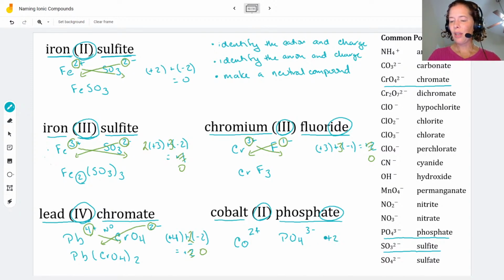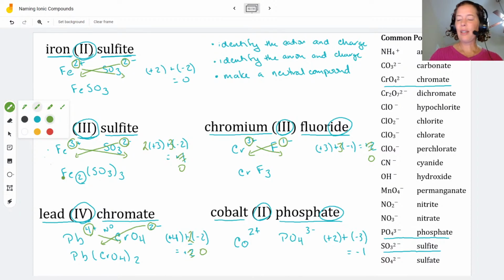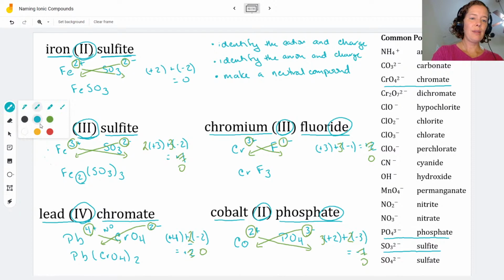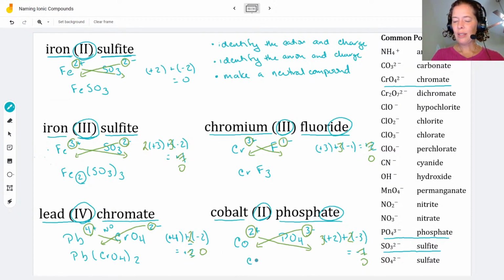Checking our math: +2 plus -3. This is not a neutral compound. This is definitely a case where crisscross is going to be a huge help, because I need multipliers here. Now I have an overall charge of 0. And again, the crisscross goes like this. So this is Co3(PO4)2. Because it's a polyatomic ion, make sure you use those parentheses. That's a 2 right there.